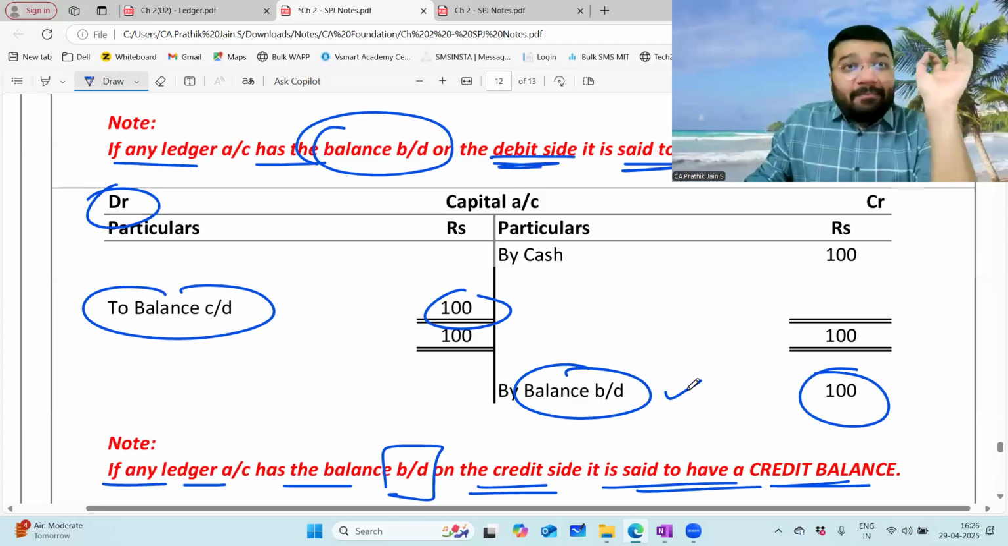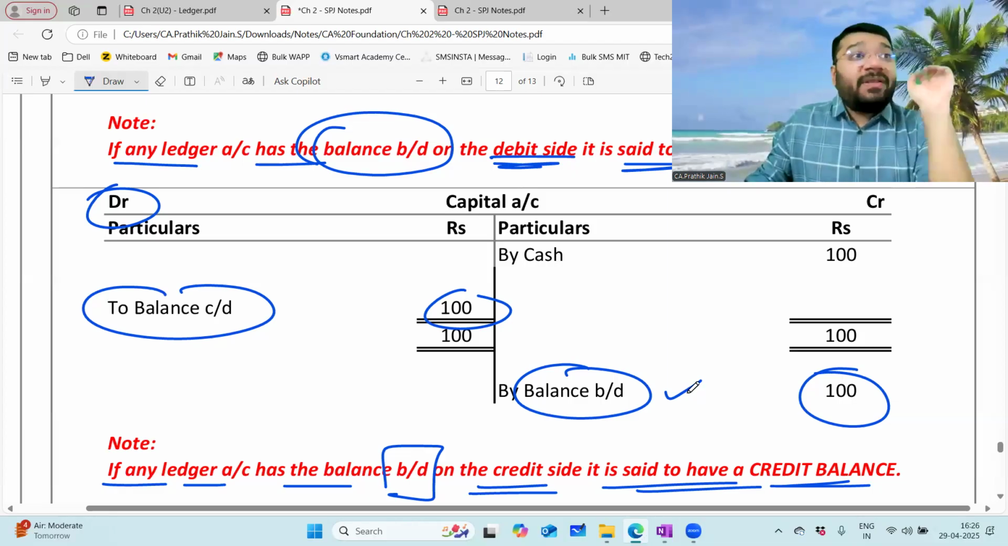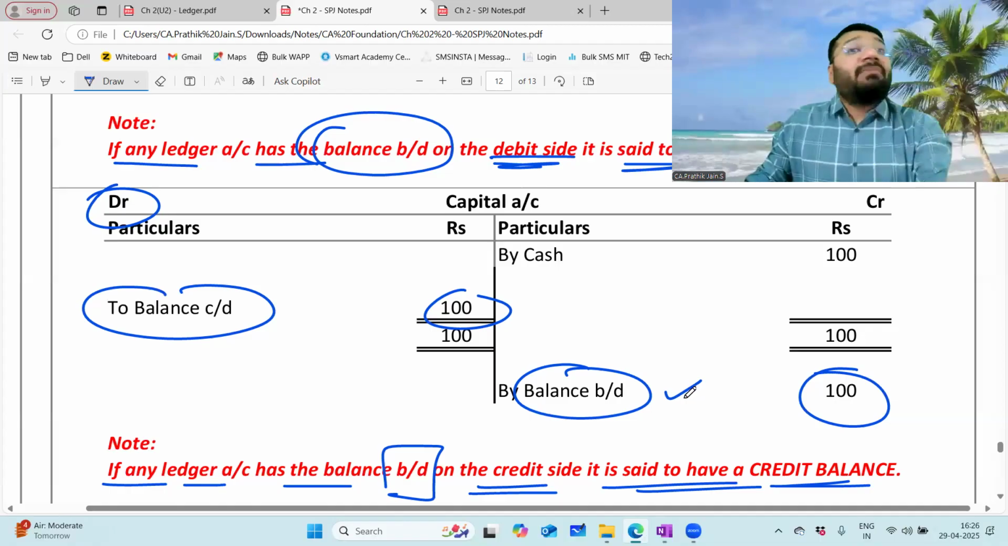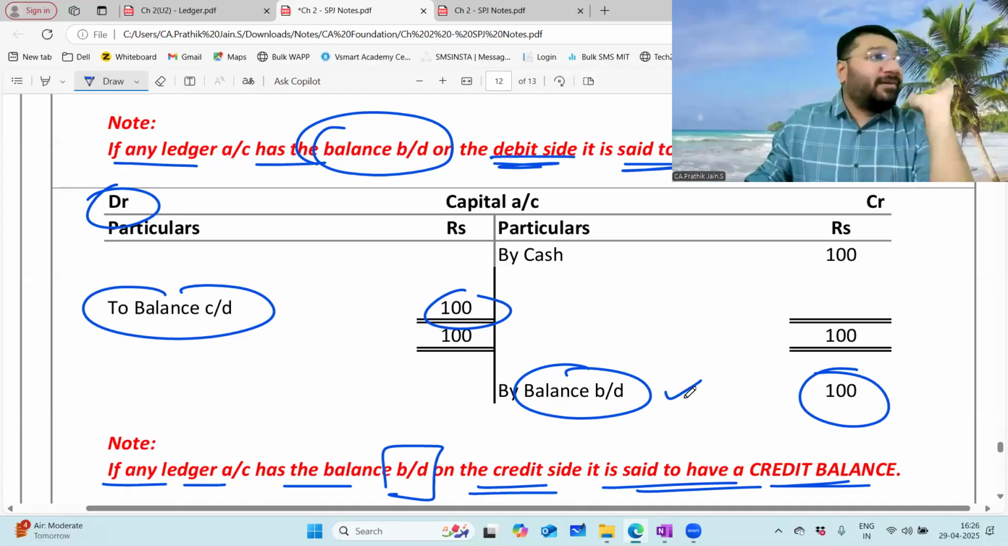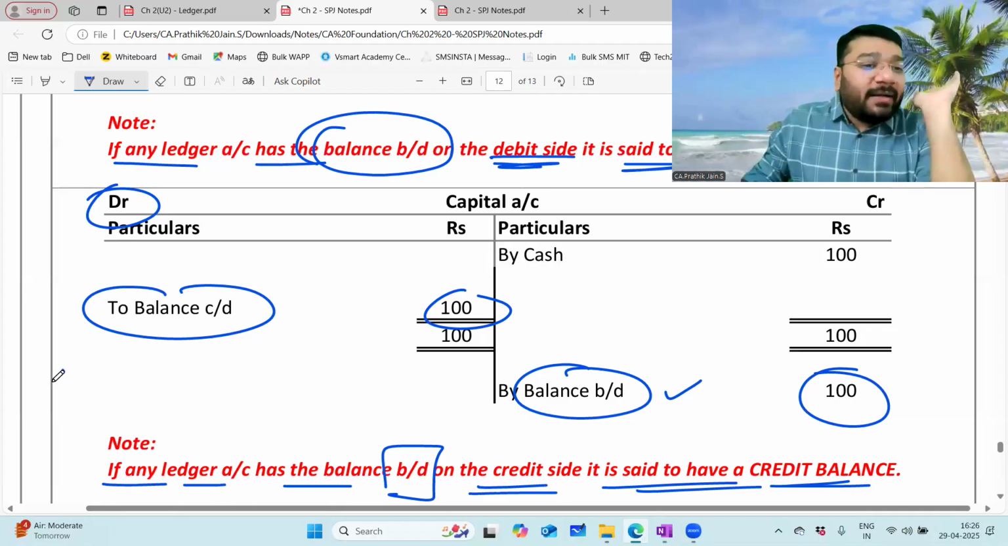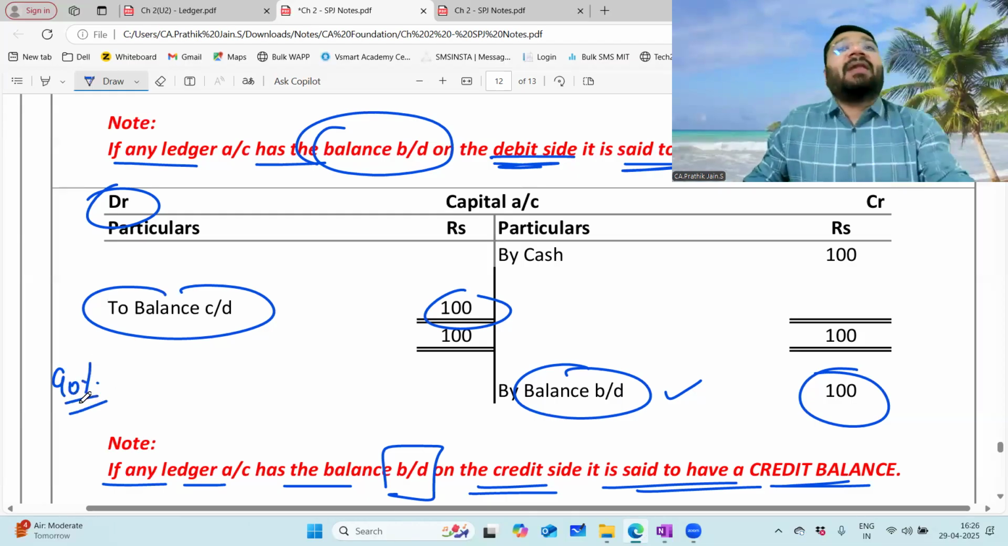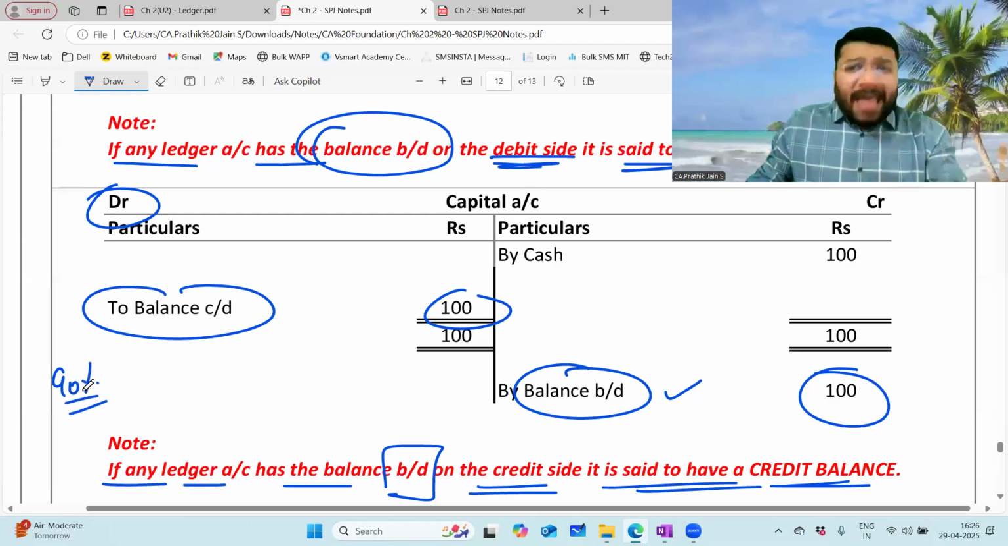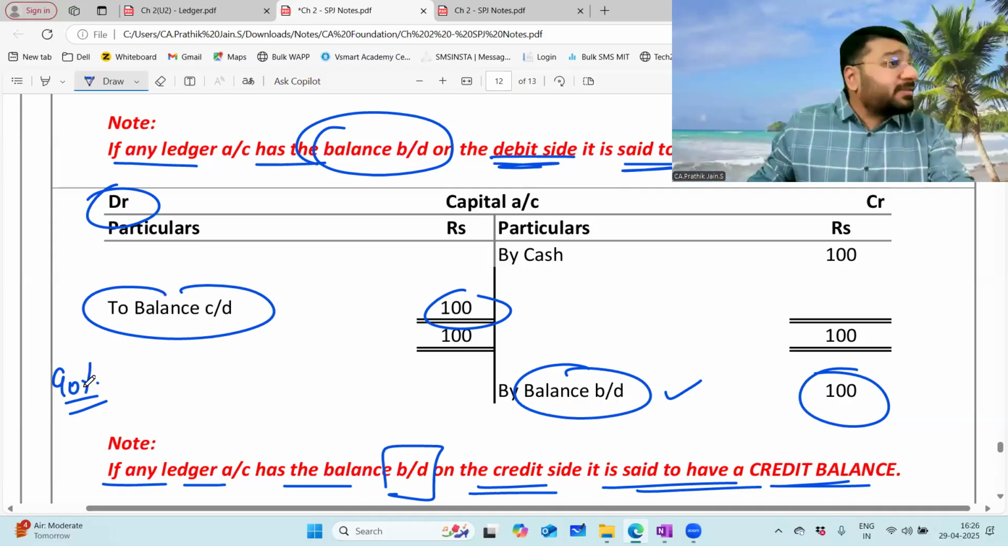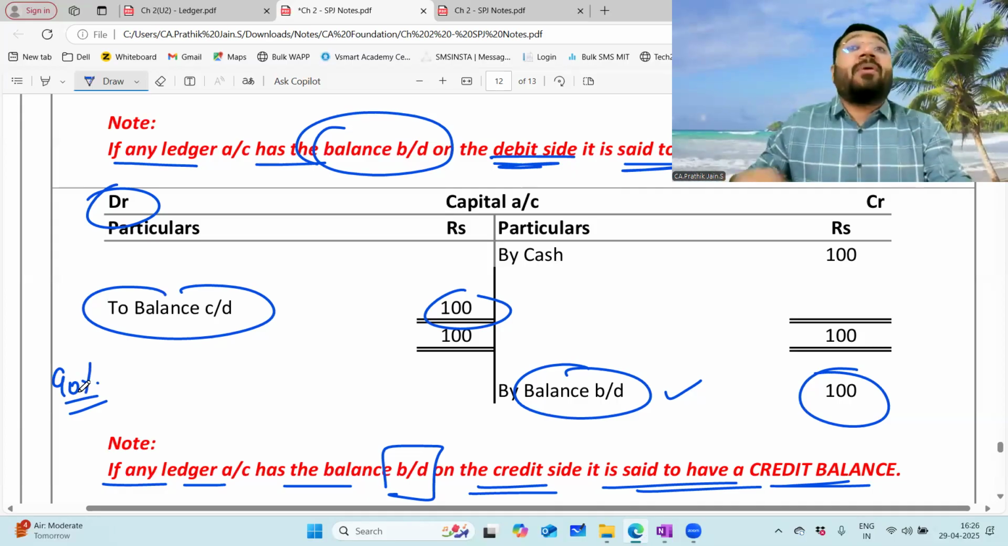So, looking at the name, you will not decide whether the particular account is asset or liability. By looking at the balance, you will decide. That is a different story. In 90% of the cases we know what balance this item will have. For example, cash. Cash can never have credit balance because you can't withdraw more than what you have deposited.